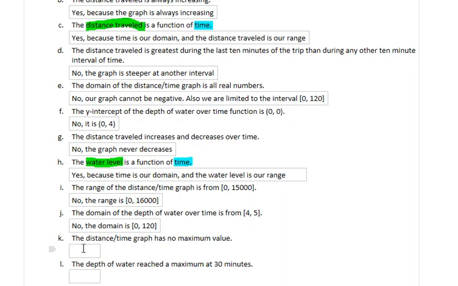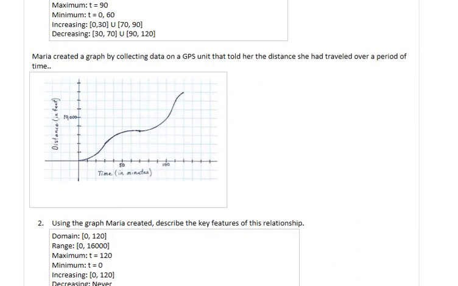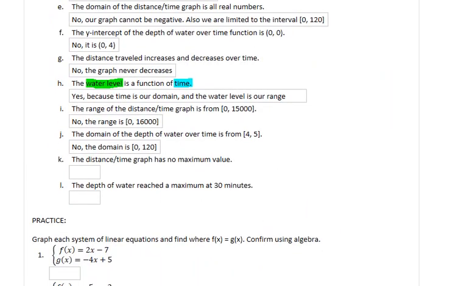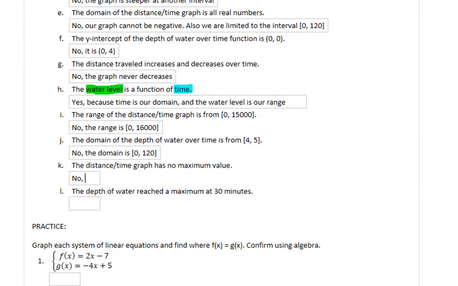The distance time graph has no maximum value. Well, if we look back at our graph, there's a maximum value. It's where it ends. It's there at the very top. So, no. The maximum is at t equals 120.